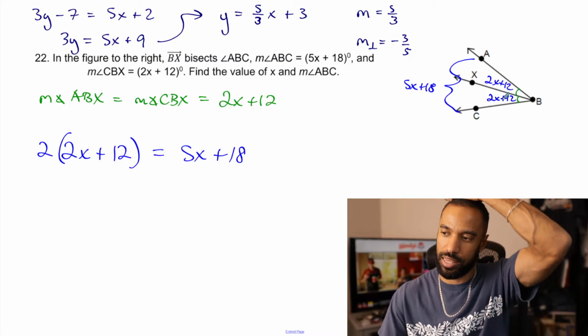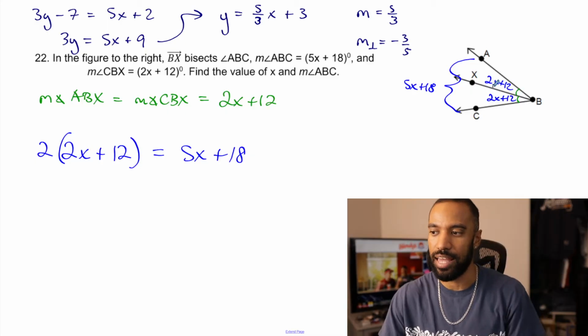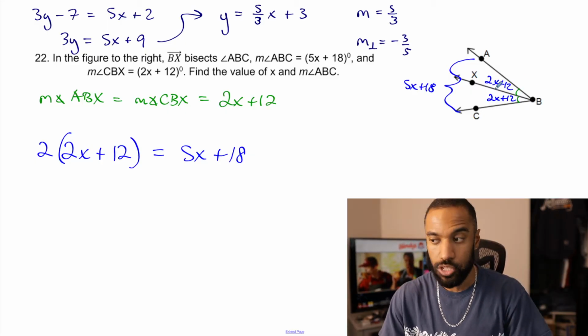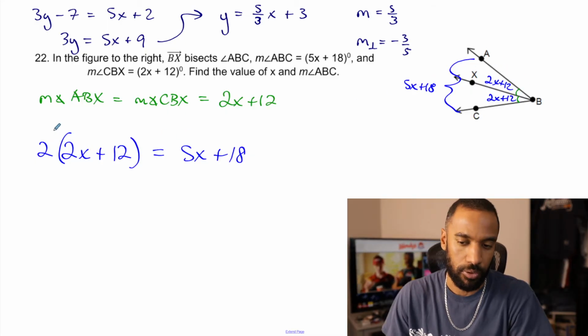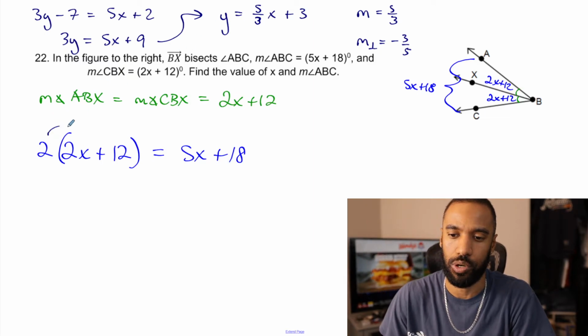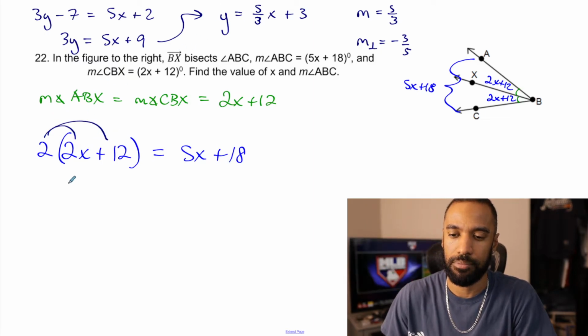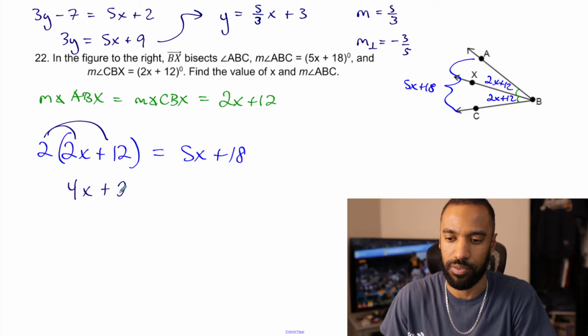I was going to initially say this isn't equal to this because I have to add these two together right here. These two are equal to each other, or double them up, however you want to put it. I'd like to distribute the 2 for now, though. 2 times 2x is 4x. 2 times 12 is 24.